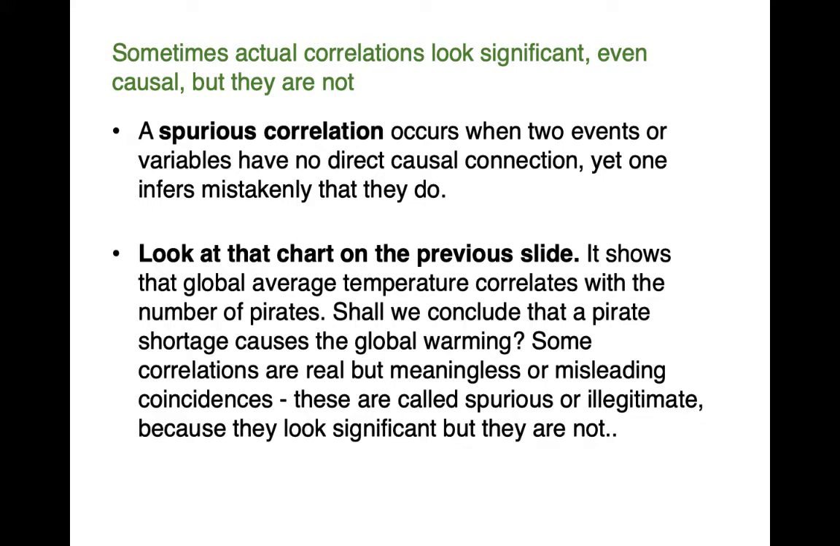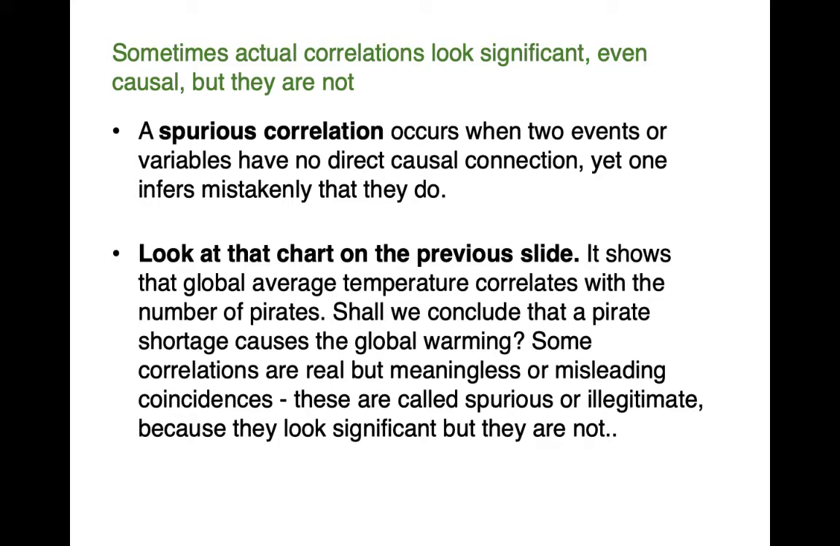So sometimes actual correlations look significant, even causal, but they are not. A spurious correlation occurs when two events or variables have no direct causal connection, yet you infer mistakenly that they do. And the mistake here is in accepting that the correlation, which is real, we observe an association between factors. We observe that the association happens, and we jump to the conclusion that there's some connection, when, of course, there might not be.